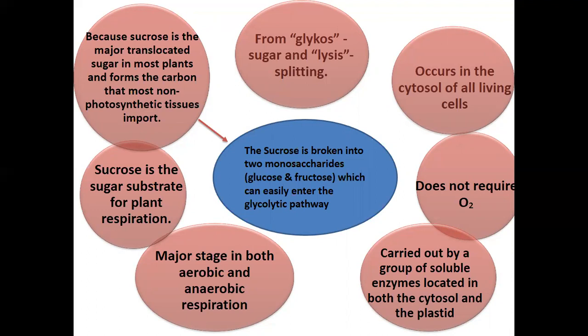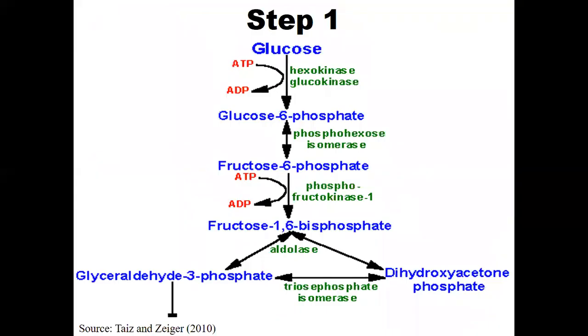Sucrose, which is usually the storage product of photosynthesis in most plants, or the translocated product of photosynthesis, is a disaccharide which is made up of two monosaccharides, glucose and fructose. So sucrose is first broken down into its monosaccharides, glucose and fructose, for easy entry into the glycolytic pathway. The glycolytic pathway, as we have said, is the first stage of respiration, and this occurs in the cytosol.